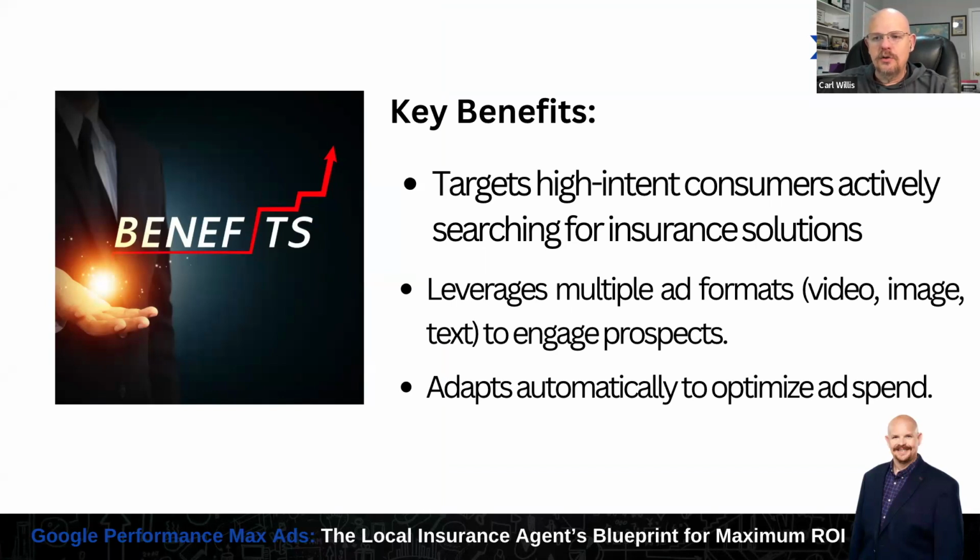Number two, it's going to use multiple ad formats, video, image, and text to engage prospects in different ways, different modalities, because different people absorb information differently. Some prefer video, some prefer images, some prefer text. And it's going to optimize in real time. So you are not constantly having to get in and tweak and adjust your bids because Google is doing that for you. The machine is constantly making those adjustments.